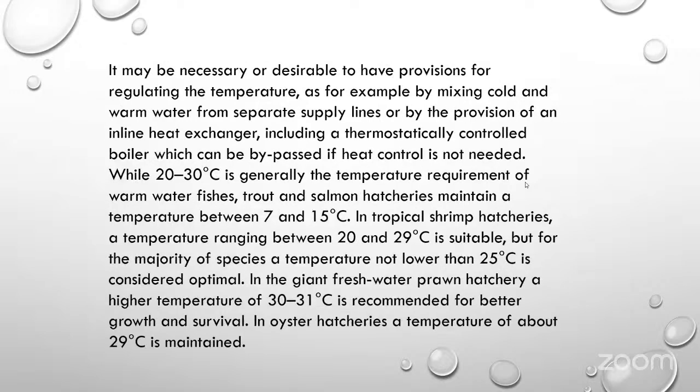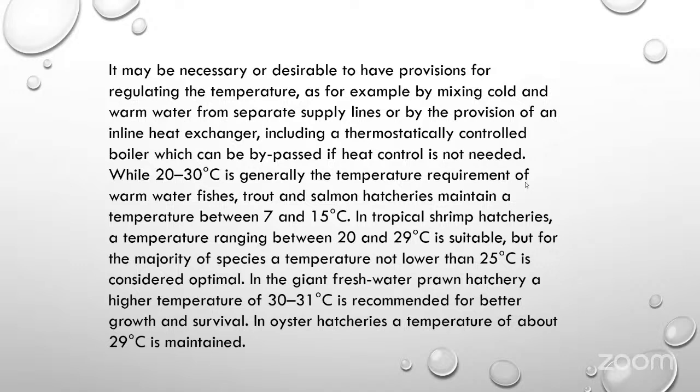So it may be necessary or desirable to have provisions for regulating the temperature, as for example by mixing cold and warm water from separate supply lines, or by the provision of an inline heat exchanger, including a thermostatically controlled boiler, which can be bypassed if heat control is not needed. While 20 to 30 degrees centigrade is generally the temperature requirement of warm water fishes, trout and salmon hatcheries maintain a temperature between 7 and 15 degrees centigrade.